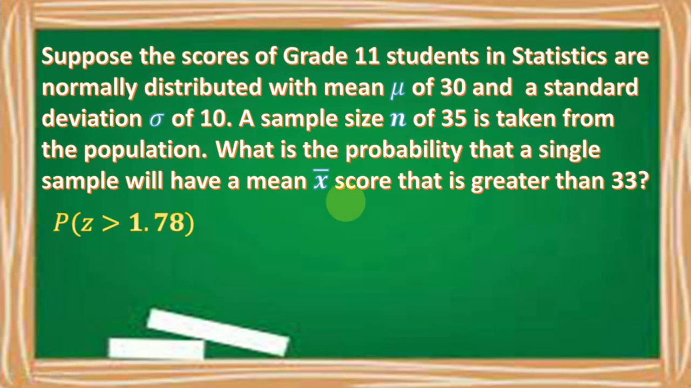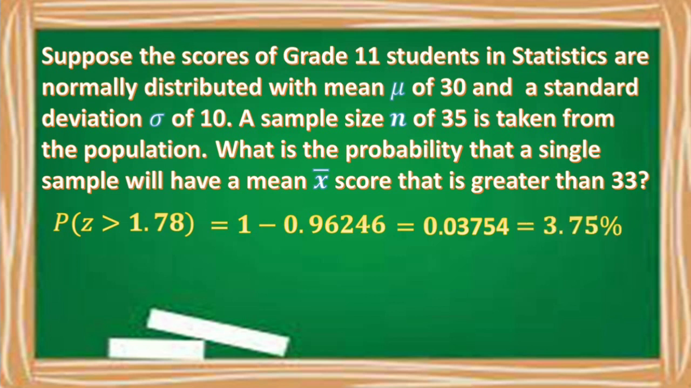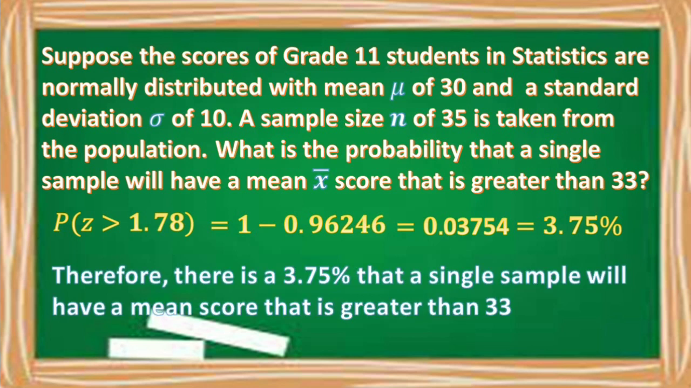And now, we're going to locate the corresponding area of the z-score, which is 1.78 in the z-table. And the corresponding area in the z-table is 0.96246. And we subtract the area, which is 0.96246 from 1, because we are applying here case number 2, which is greater than z. So 1 minus 0.96246 is equal to 0.03754, which is equal to 3.75%. Therefore, there is a 3.75% that a single sample will have a mean score that is greater than 33.